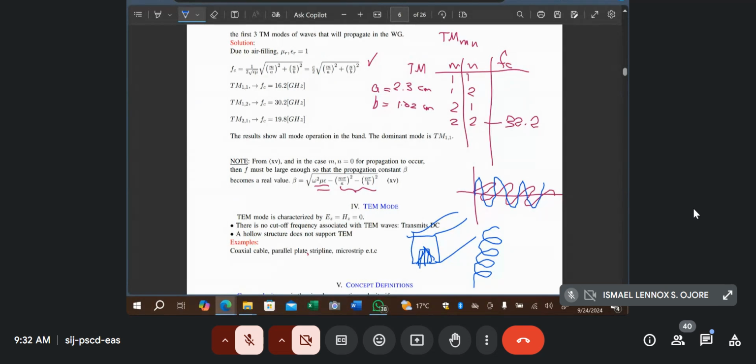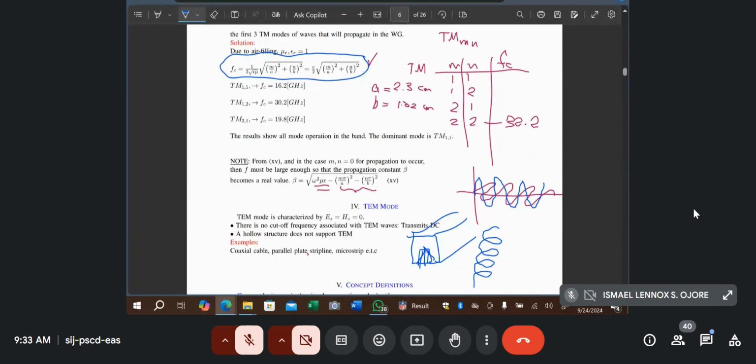You can look at this dimension here. What do you think you'll be doing to the cutoff frequency if you place a ridge within the waveguide? Because when we put the ridge, we'll be maybe changing the dimensions A and B. So in some way we can change the dominant mode or the cutoff frequency. Yeah, that's correct.